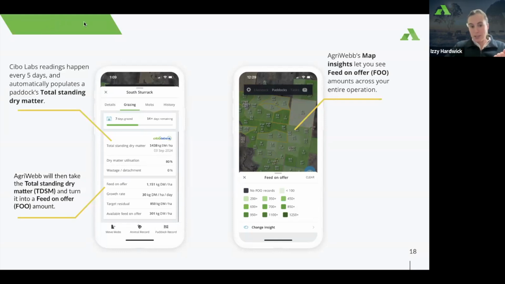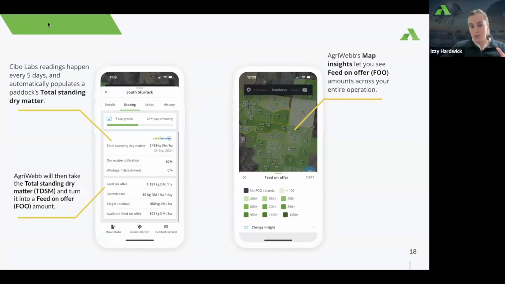I know down here we can use that Forage Forecaster website and you can get an update on your pasture growth rates. You can pop that in there and set your target residuals, which is really important because we want to make sure we have a date or a level that we want to keep our grass to at minimum. And AgriWebb will then calculate the available feed on offer.